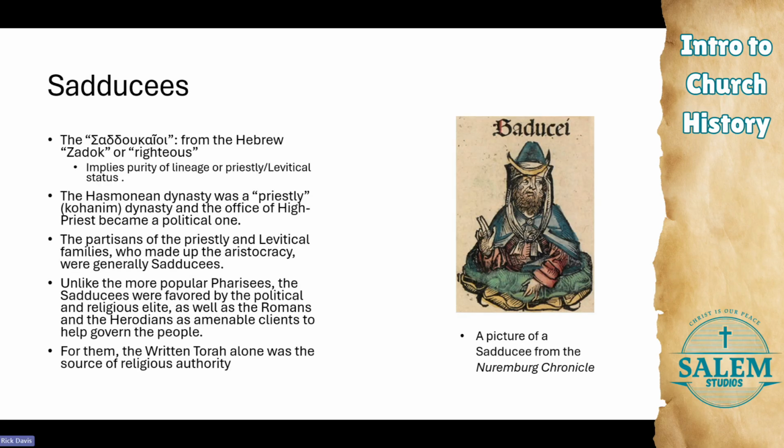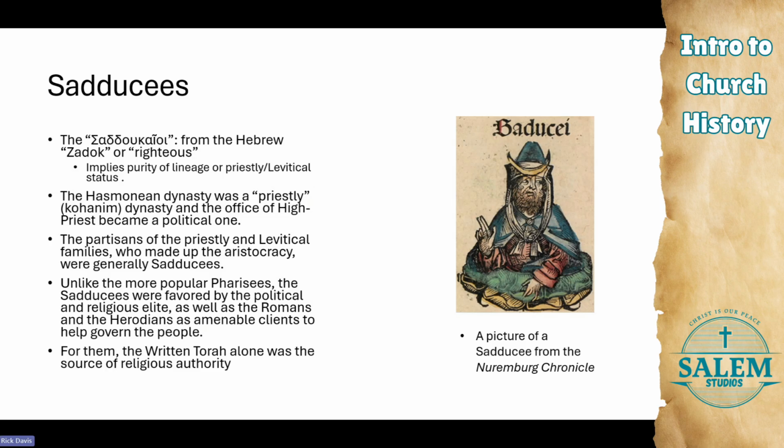So the Sadducees, the term derives from the Greek word Saddukaioi, which is originally from the Hebrew term Zadok, Zadok being one of the priests of the temple. And Zadok also happens, in addition to being a personal name, to be the Hebrew word for righteous. And so the word Sadducee implied somebody who was of a pure lineage of Judean heritage, whether that be a priestly or Levitical status, or even somebody who was just of the tribe of Judah, but they had no sort of Gentile ancestry.